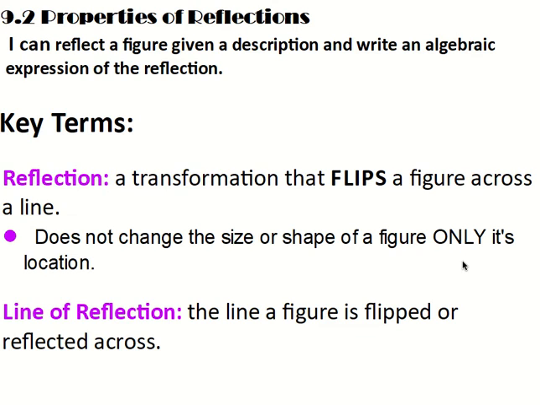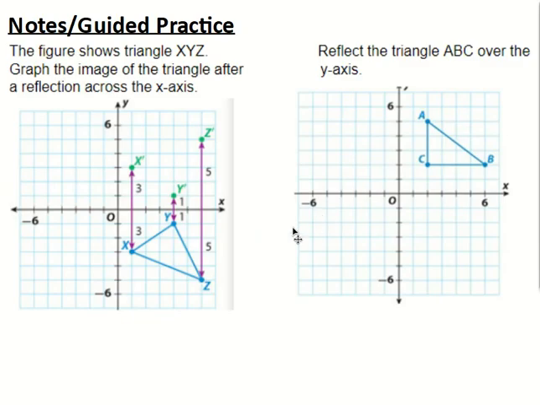Okay, it's like butterfly wings, right? When we fold, those butterfly wings land perfectly on top of each other, and they are perfect reflections of each other, but on the other side. So then we have what's called a line of reflection. It's a line a figure is flipped or reflected across. So it's like the center of the butterfly wings, right?